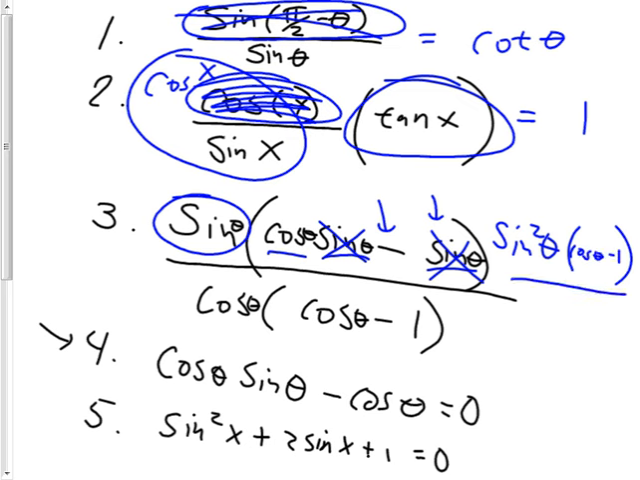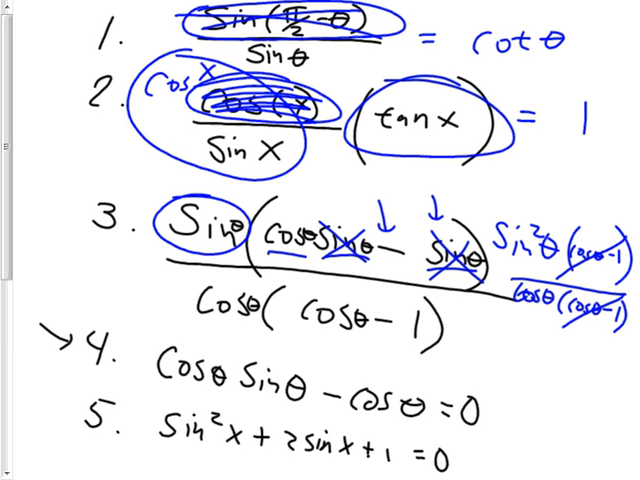All over, on the bottom, do you see I have a cosine theta minus 1? That's exactly why we did that. So we have cosine theta times cosine theta minus 1. Now these are exactly identical, so they can cancel. And the answer is sine squared over cosine. Yes, you can leave it that way.